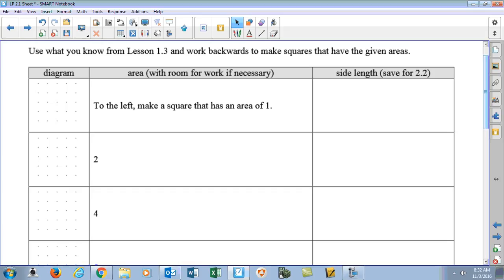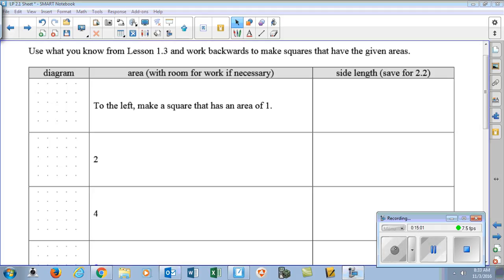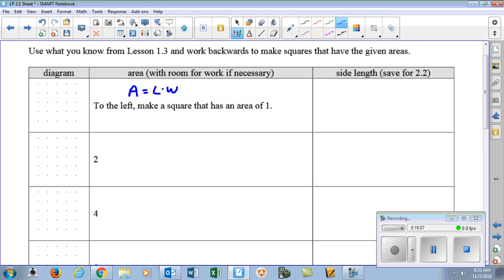All right, we're going to pause. Yes, they all have to be squares. So we'll start with the first one. We just said it, right? So we know that area equals length times width, right? And for a square, all four sides have to be the same. So you've got to figure out, okay, length times width equals 1. So what times itself is 1? And everyone said 1 times 1 is 1.